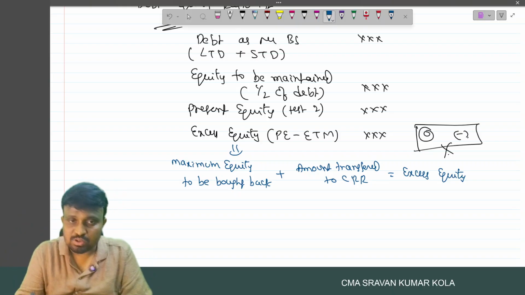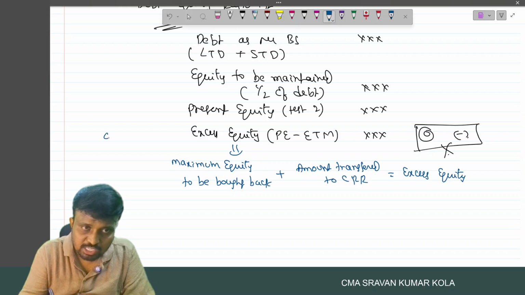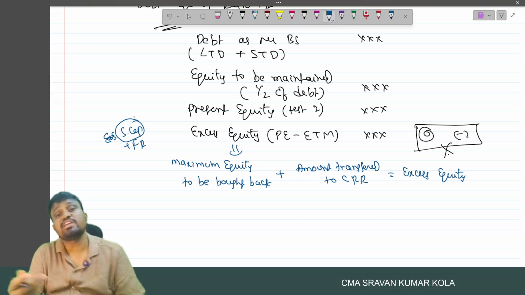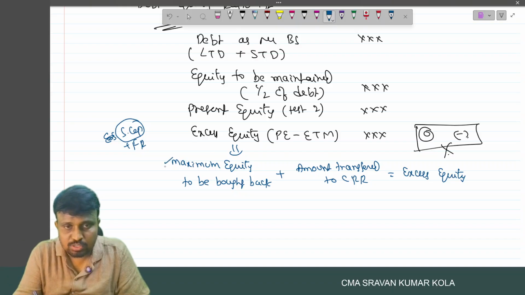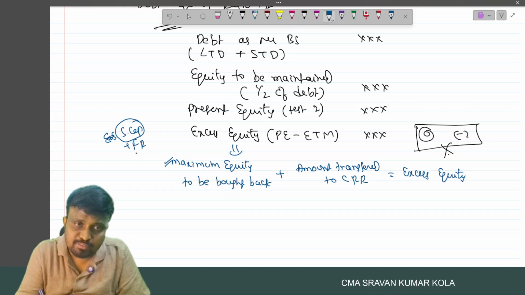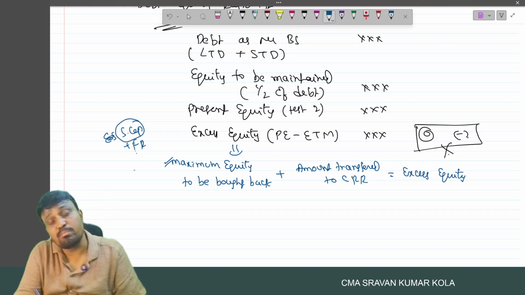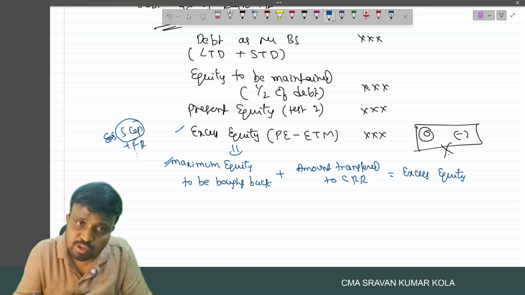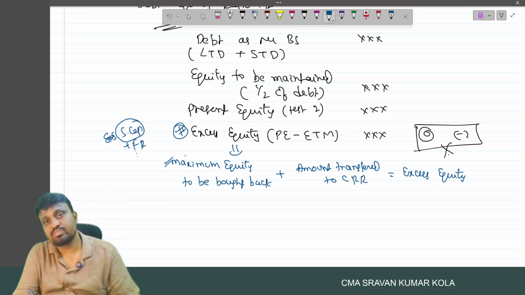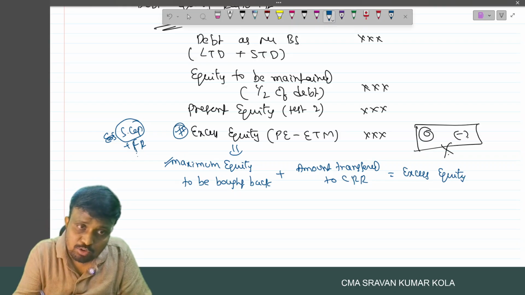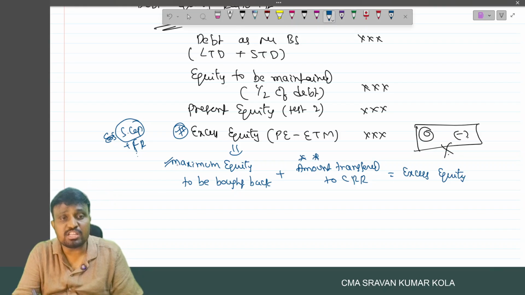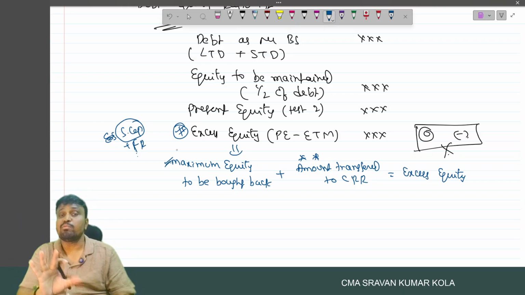Because here equity is nothing but equity share capital plus free reserves. From the share capital we can do the buyback; that is the maximum amount of equity to be bought back. And from the free reserves, if you are doing the buyback out of the free reserves, then we are required to transfer to CRR. That is also forming part of this excess equity only. Okay. And if it is not made out of the free reserves, then the second point is not required. Only this excess equity is representing the maximum equity to be bought back.